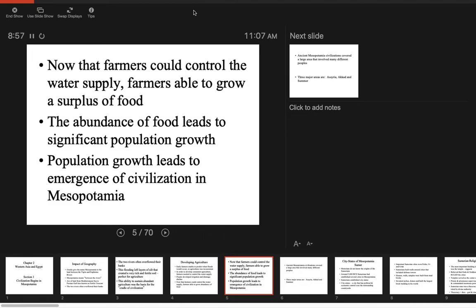And this population growth leads to the emergence of civilization in Mesopotamia. And again, that is a test question. Where did civilization begin? In Mesopotamia. Where did we find people first? That's in Africa. That's just people. But now we're talking about civilization, and civilization begins in Mesopotamia.